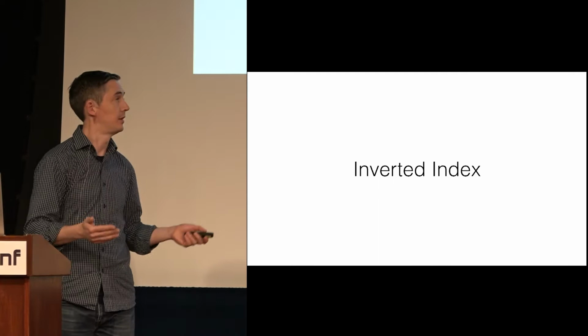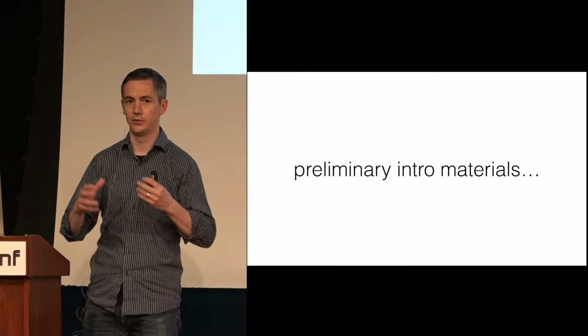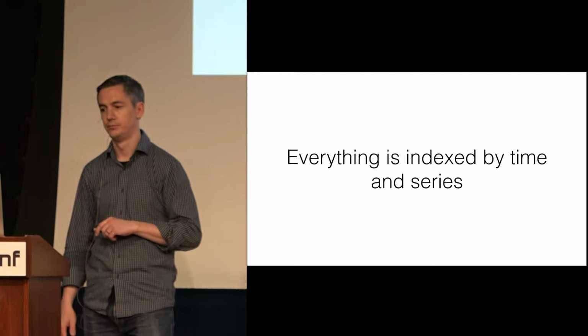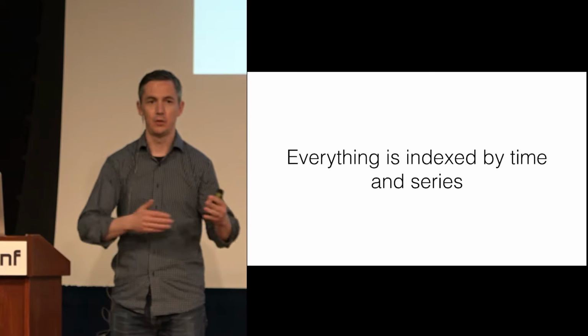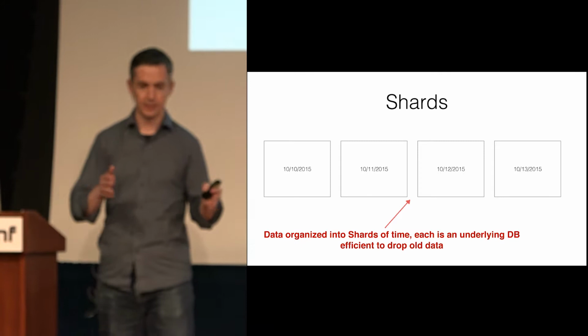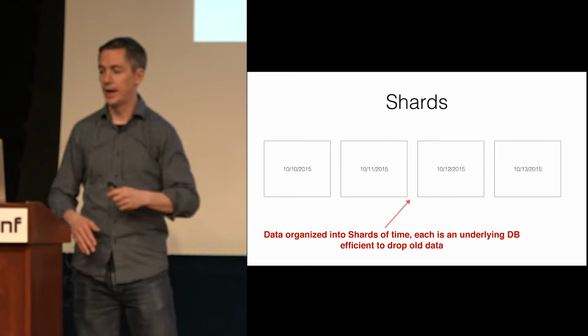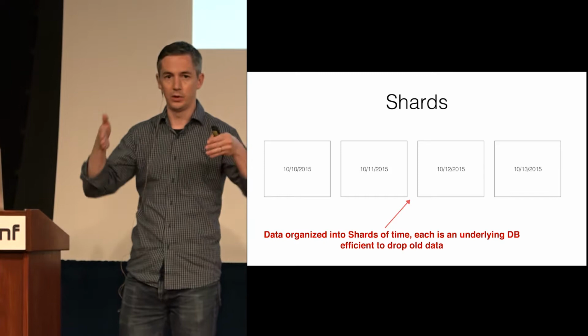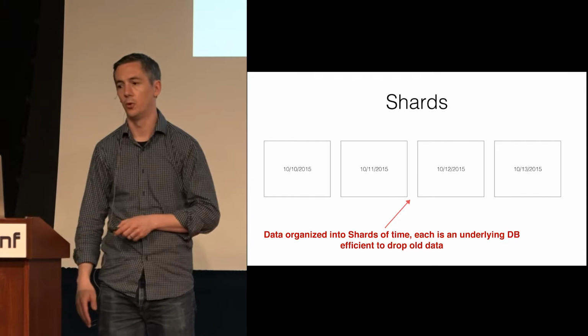Before I get into the actual storage engine, I need to introduce how we structure data inside of Influx. Everything is indexed by time and the series that it is. Within the database, we also have this concept of shards, which are basically just blocks of time. In this example, we have one shard for each day. All the time series data for a given day will exist in that one shard. That makes it efficient later on to drop old data if we want to.